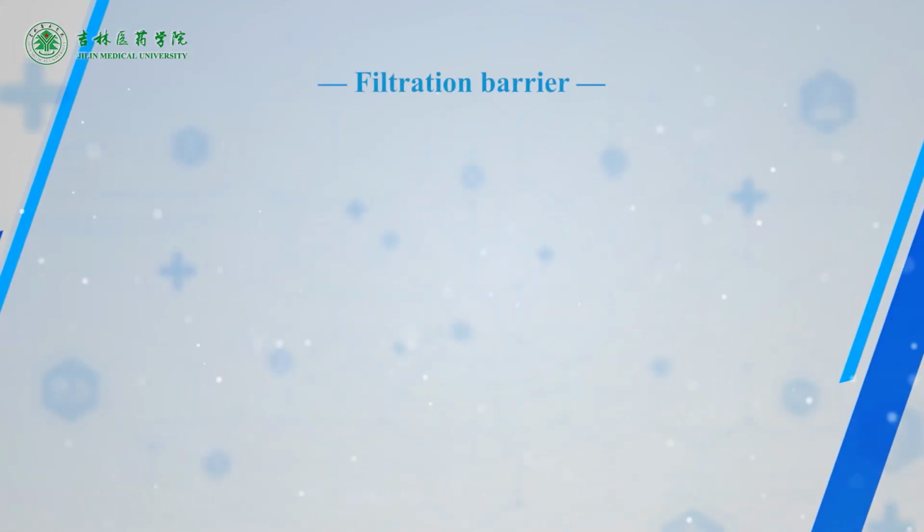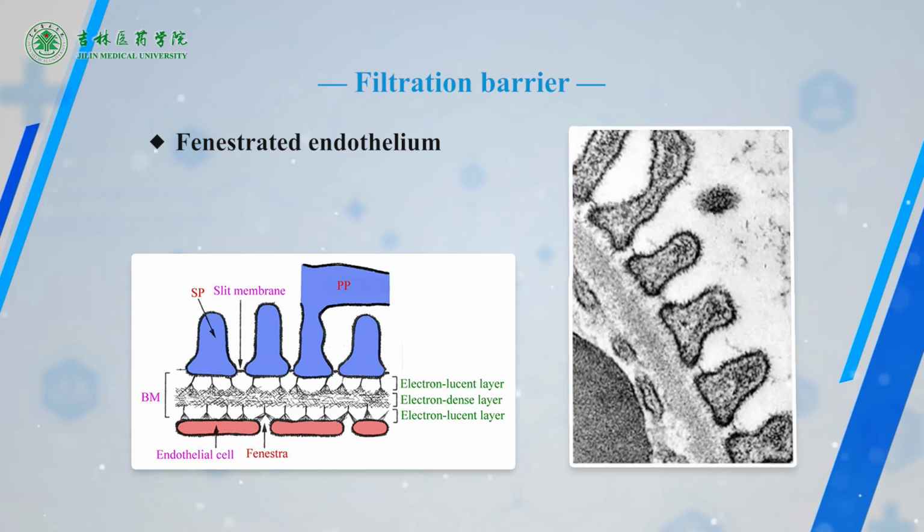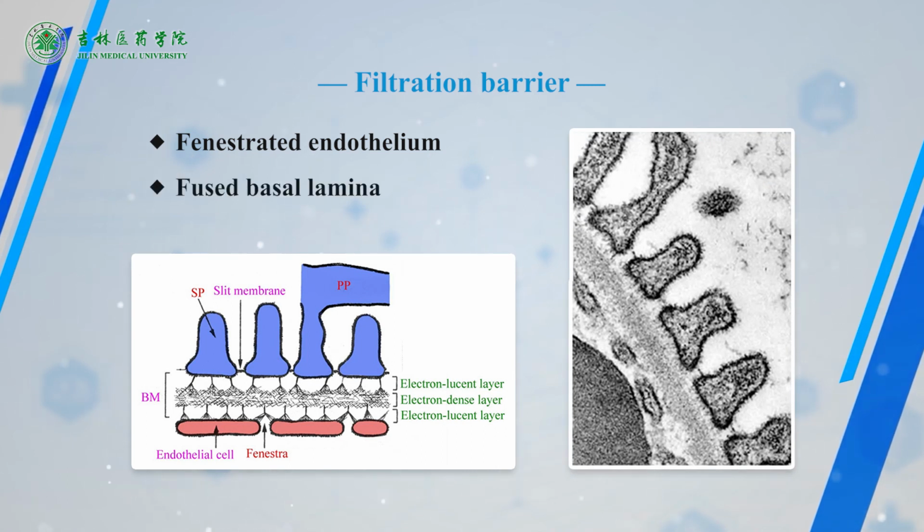The filtration barrier includes fenestrated endothelium, fused basal lamina, and the slit membrane of the podocyte. The filtration barrier separates the urinary space and the blood in the capillaries. In the basal lamina, with the aid of the electron microscope, you can distinguish a central electron-dense layer and, on each side, a more electron-lucent layer.